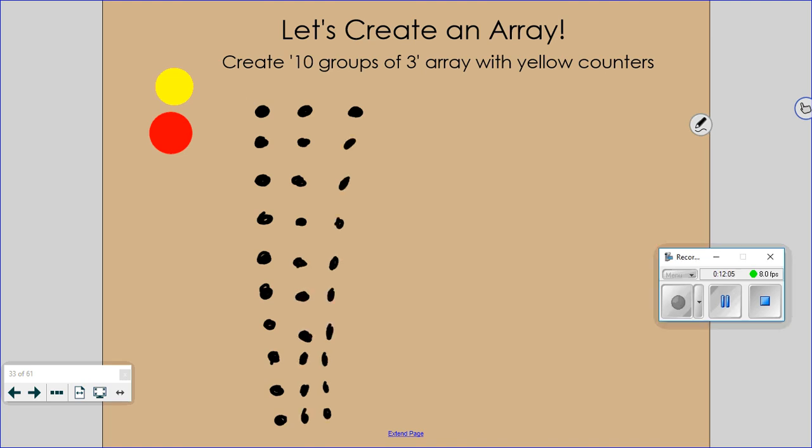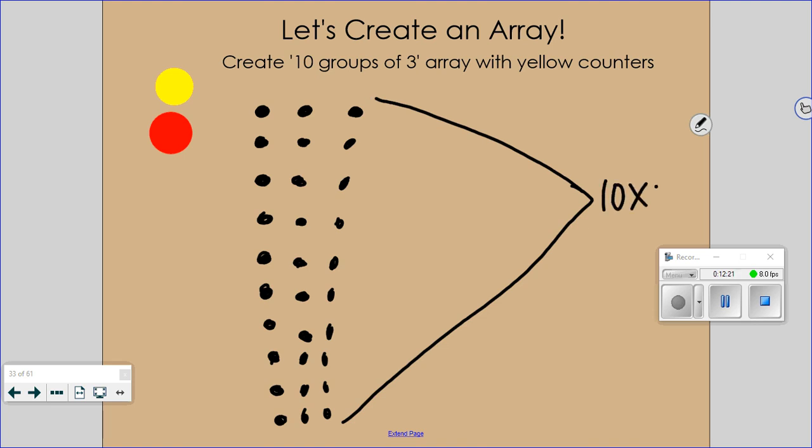Alright, so I want you to draw a big arrow, kind of like when we do our bar model, saying that all of this that I just drew is equal to 10 groups of 3. Does that make sense? Right? We're good there? Your array is equal to 10 groups of 3.